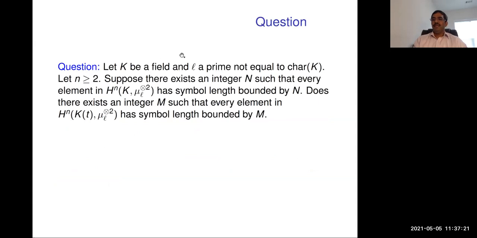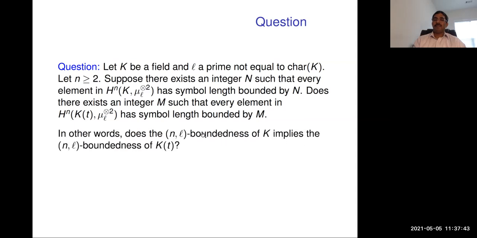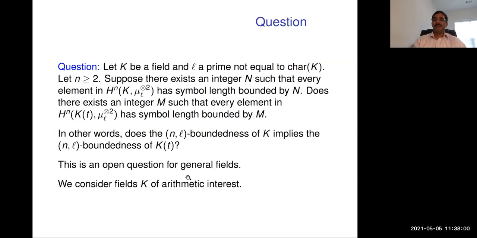Now the question is, start with any field k and a prime ℓ not equal to the characteristic of k and take n bigger than or equal to 2. Suppose there exists an integer N such that every element in H^n has symbol length bounded by N. So can you say the same thing for k(t), or more generally for function fields of curves over k? So in other words, does the nℓ-boundedness of k imply the nℓ-boundedness of k(t), or more generally of function fields of curves over k? Of course, this is a very general question and it's quite open for general fields. We have no idea how to go about it for general fields. But we consider fields of arithmetic interest.